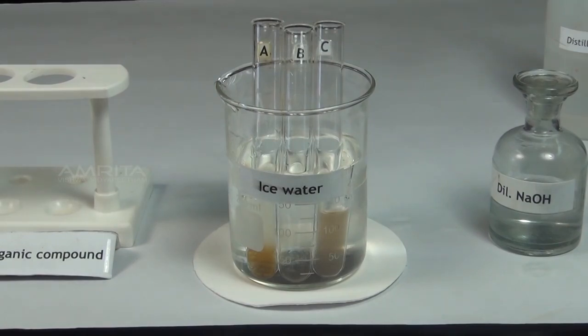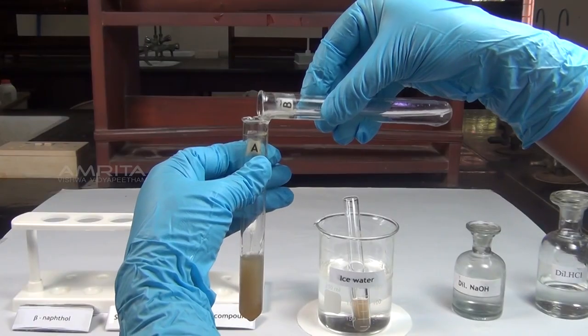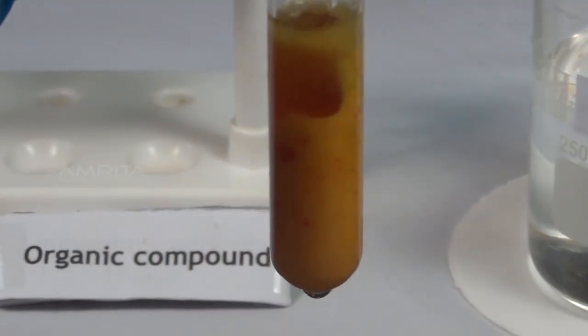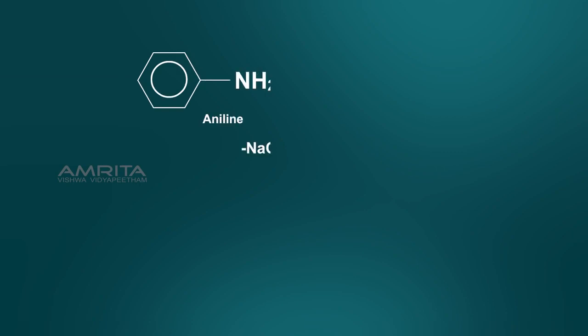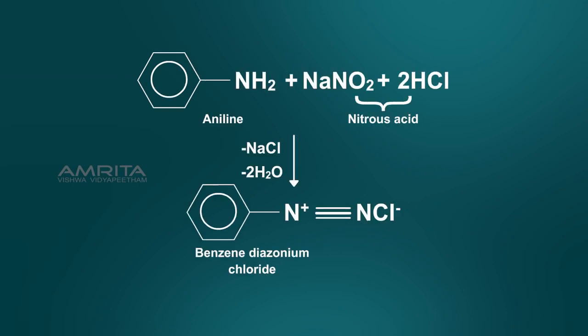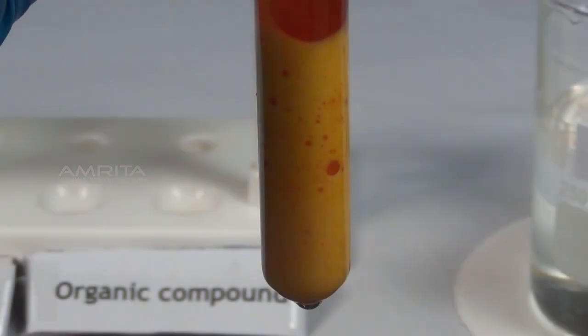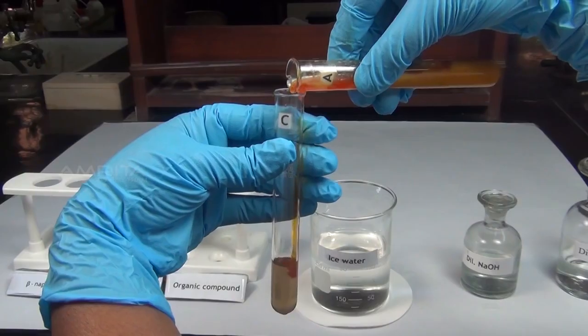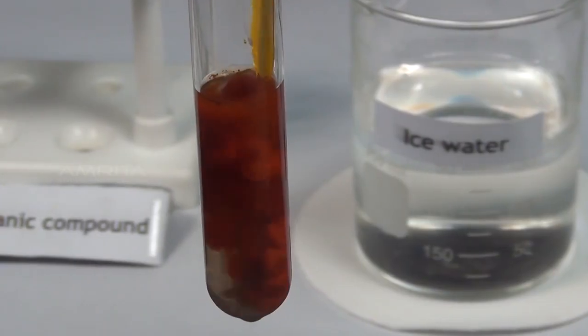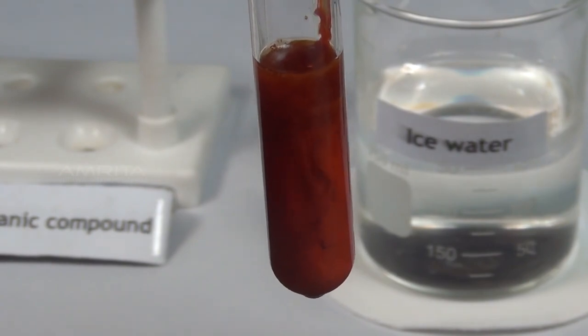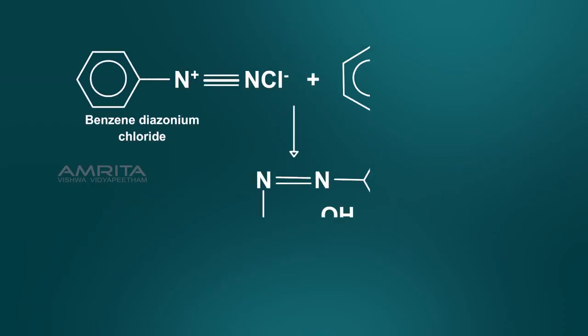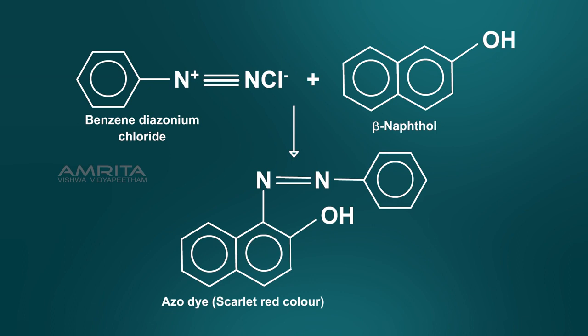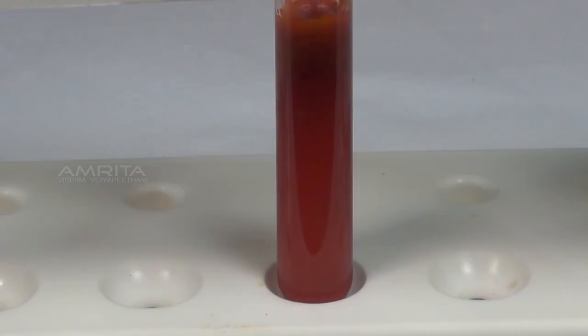Cool the test tubes in a beaker containing ice-cold water for some time. Now, add sodium nitrite solution to the organic compound. Primary amine on reaction with nitrous acid formed from sodium nitrite and hydrochloric acid gives diazonium salt. Then, add the resulting solution to test tube C containing beta-naphthol solution. The diazonium salt undergoes coupling reaction with beta-naphthol to form a scarlet red colored compound called azo-dye.